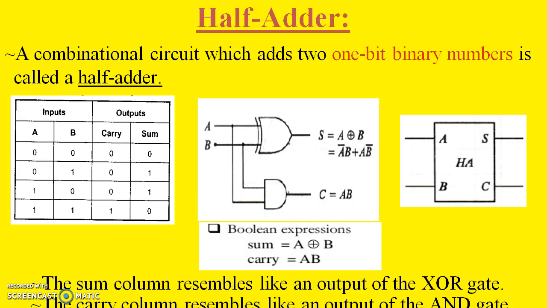There is a little difference between binary addition and normal algebra in decimals. In normal algebra, if we add 1 plus 1, it gives 2. But in binary addition, 1 plus 1 gives 10, that means 0 for sum and 1 as a carry. And 0 plus 0 is 0, 0 plus 1 is 1, 1 plus 0 is 1. These three are the same. Now, 1 plus 1 gives 10.